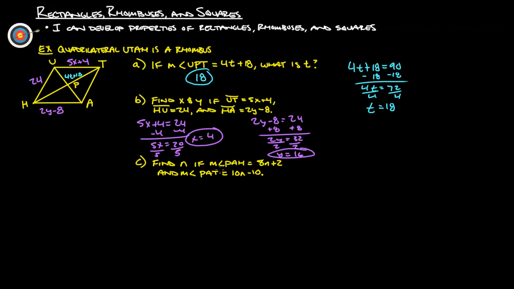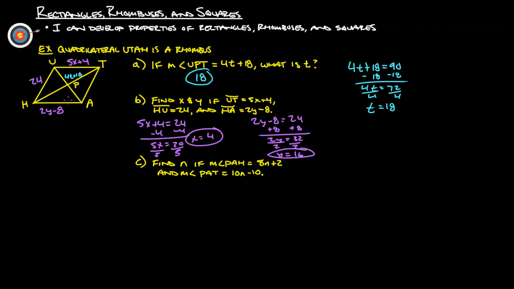Part C: find n if the measure of PAT equals 10n minus 10, and the measure of PAH is 8n plus 2.